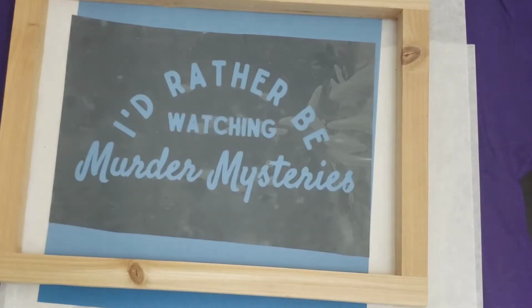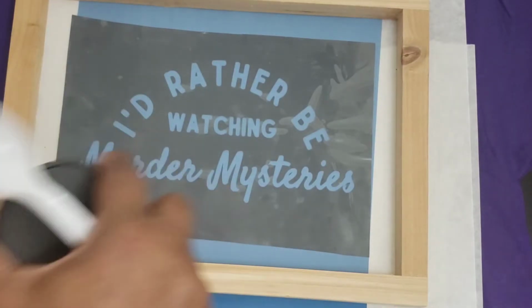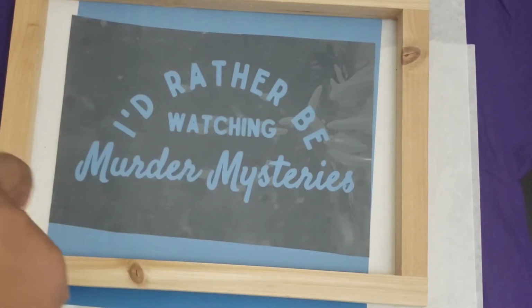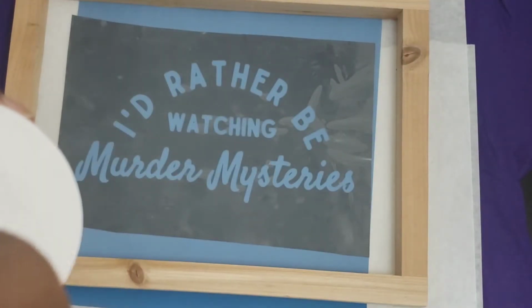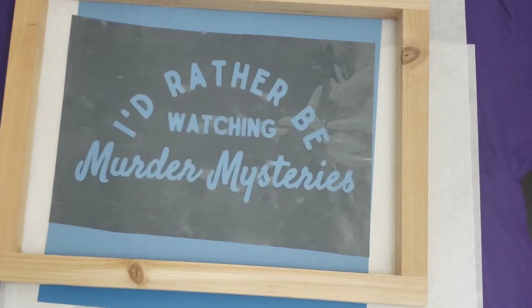So I'm just gonna get a spoon, and I'm gonna go ahead and take some of my white ink. This is brand new. I have Speedball ink. I have the 6-pack of all the primary colors. I have yellow, red, blue, green, black, and white.